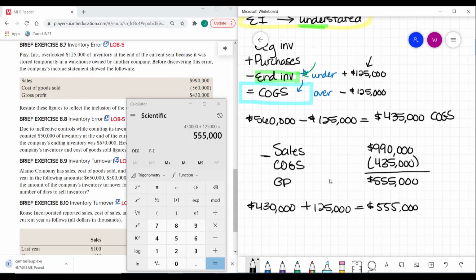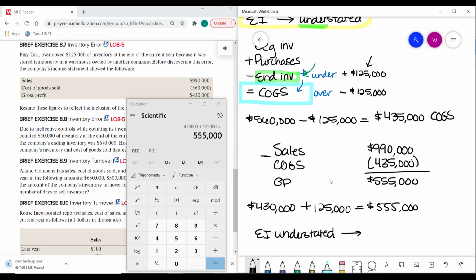And just a side note, if an error isn't caught in that year, if ending inventory is understated and we don't fix it, what does that mean for the beginning inventory of that next year? Remember, they're one and the same. If ending inventory is understated at the end of this year, then going into the new year, beginning inventory will also be understated because the ending inventory in one year is the beginning inventory in the next. Okay, so that error will flow through if it's not caught.